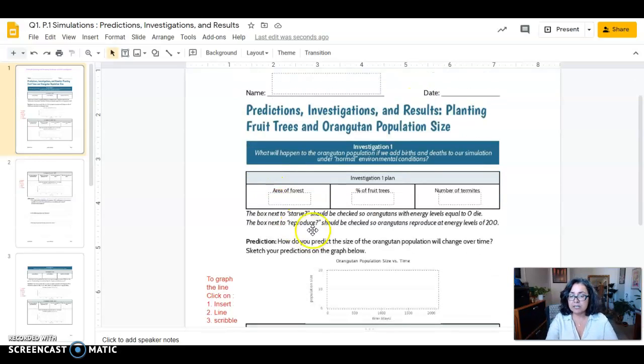So on the first slide, you are going to have to answer this question: What will happen to the orangutan population if we add births and deaths to our simulation under normal environmental conditions? So what you want to make sure that you do is fill out all the dotted areas on your slide. The area of forest is going to be 400. The number of fruit trees is going to be 30%. And the number of termites is going to be 400 termites.